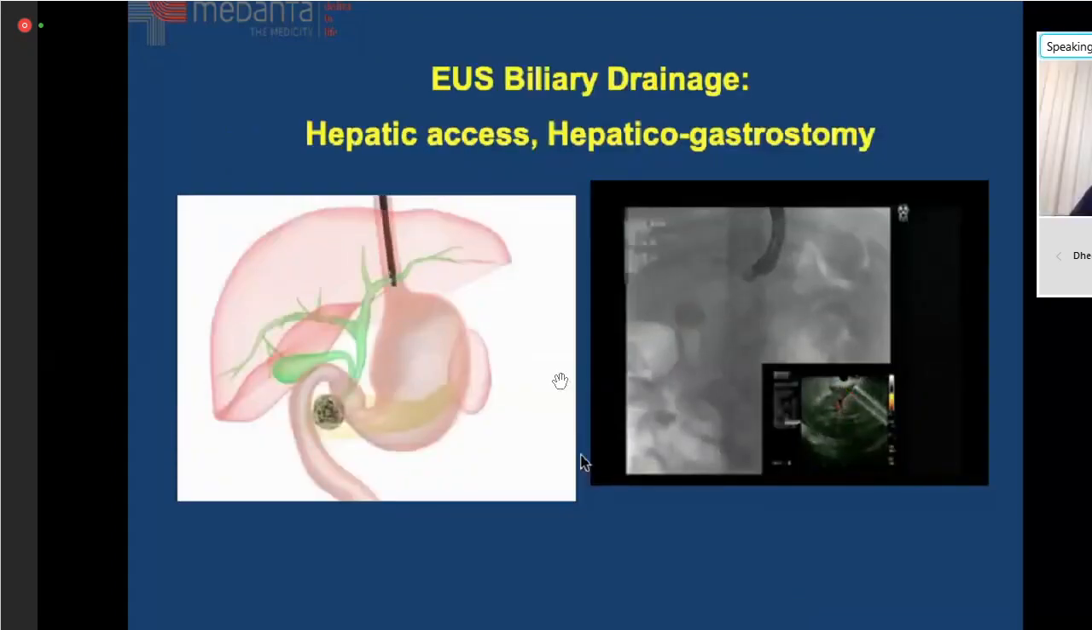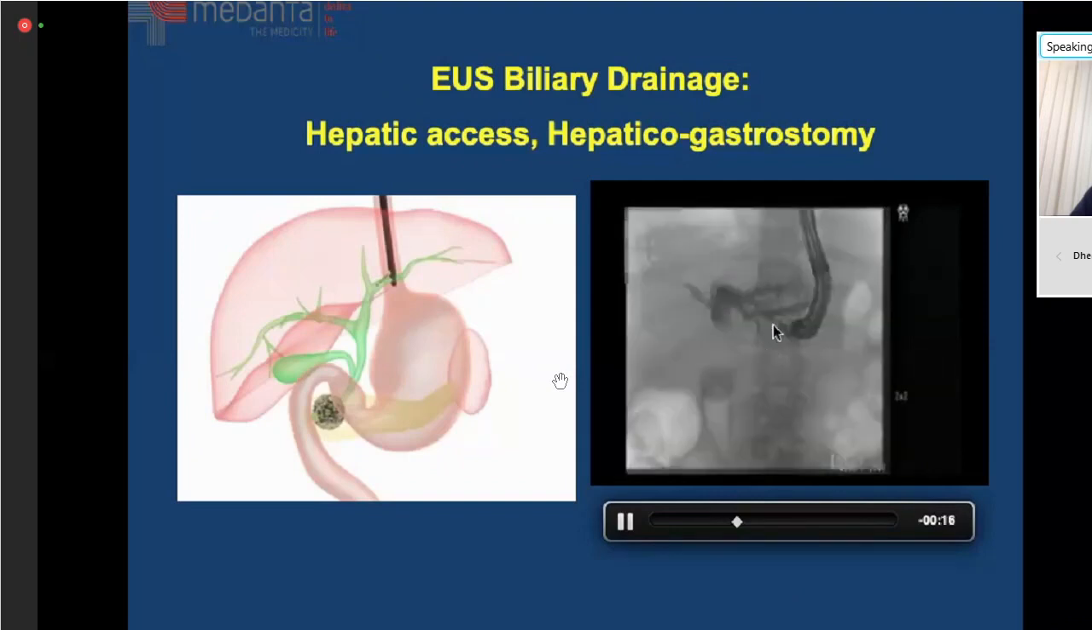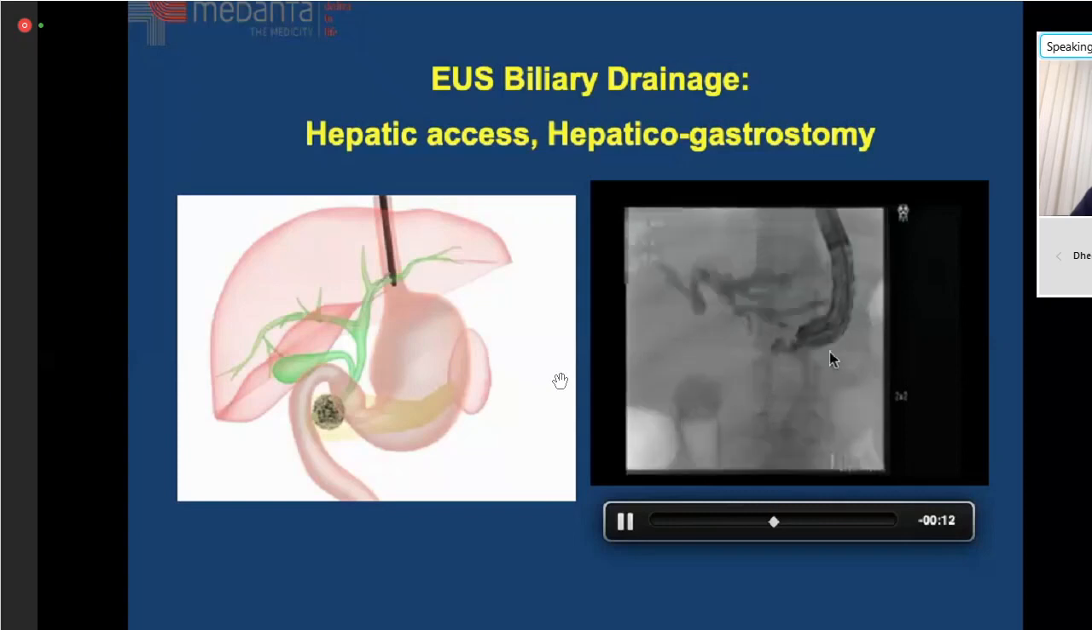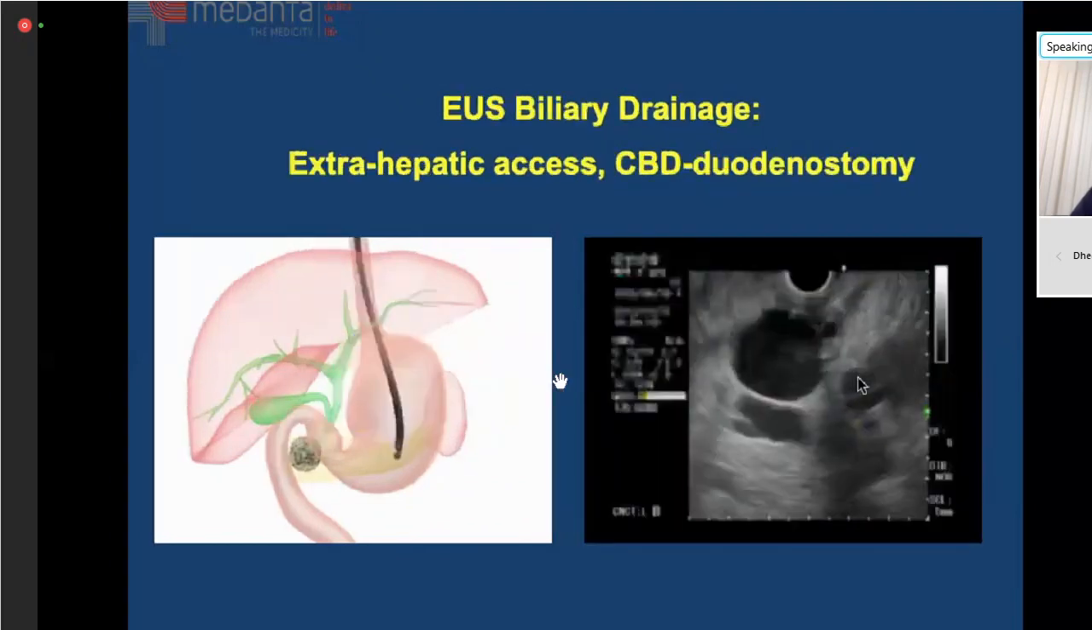This is a hepaticogastrostomy. You puncture the left lobe of the liver, segment 3 ducts, and you put a partially covered stent into the left duct and the stomach. That is called hepaticogastrostomy. Choledochoduodenostomy I have already shown.